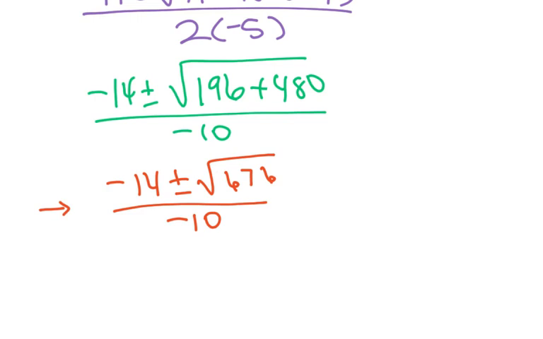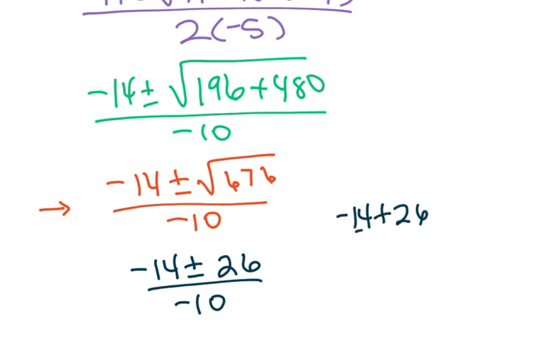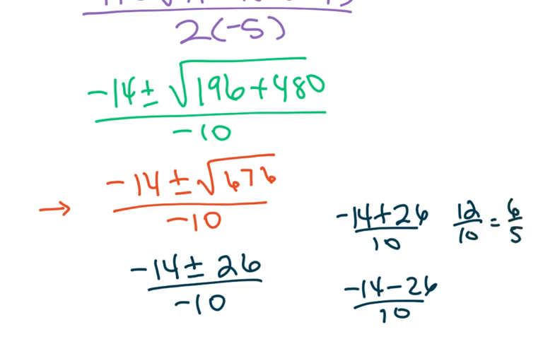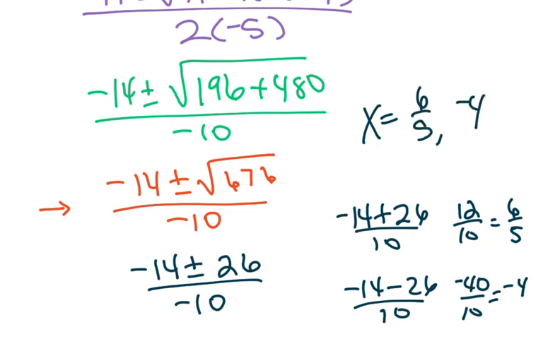Okay, at this point, I'm going to take the square root of 676, which is 26. Now, that's not one you have memorized, so yeah, you're putting that in your calculator and checking. Now, remember what we've talked about before. This is two separate things, so we're going to talk about negative 14 plus 26 over 10 and negative 14 minus 26 over 10. So negative 14 plus 26 is going to be 12 over 10, which is 6/5. And negative 14 minus 26 is negative 40 over 10, which is negative 4. So my solutions are 6/5 and negative 4.